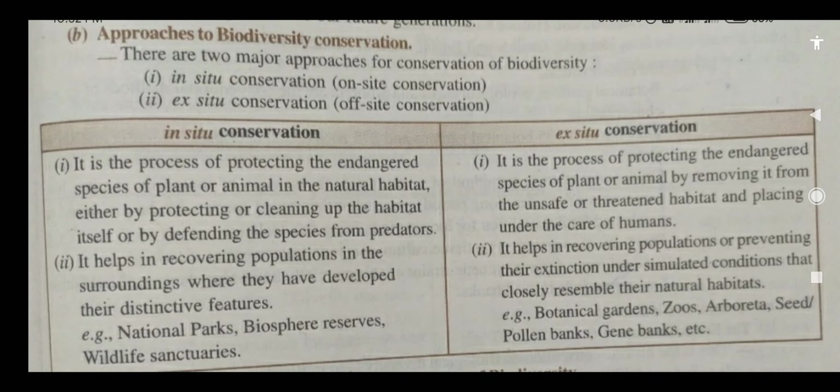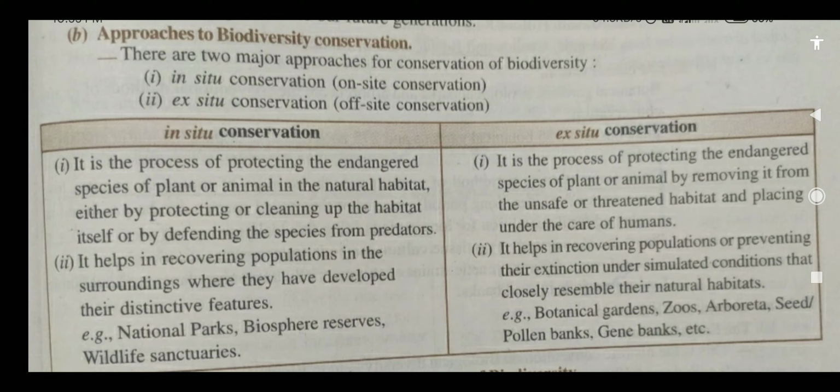Then after this we have another topic, and that is how do we conserve biodiversity. So there are some basic approaches for the conservation of biodiversity. Biodiversity can be conserved by two approaches, mainly in situ conservation, which is also called on-site conservation, and second is ex situ conservation or off-site conservation.